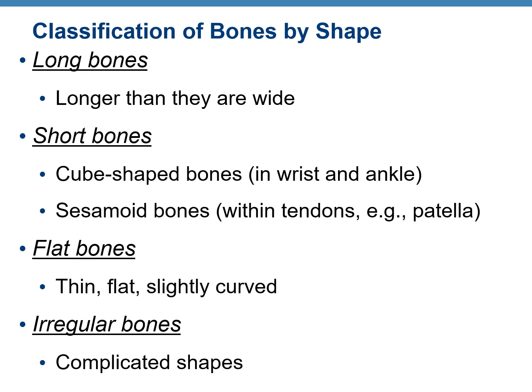So we can classify bones based on their shape. Long bones are longer than they are wide. Short bones are cube-shaped bones. You will find them in the wrist and ankle. Sesamoid bones are pretty rare. One example would be the patella, and those bones are within tendons. Flat bones are thin, flat, slightly curved, and irregular bones have complicated shapes.